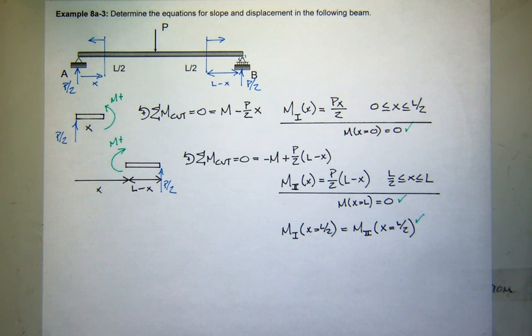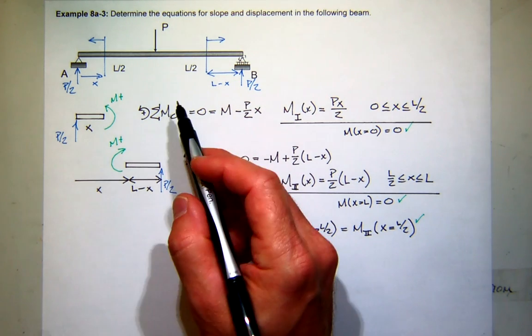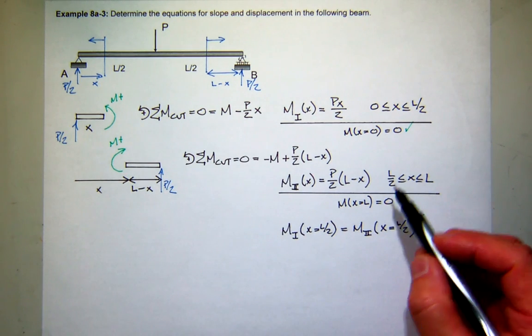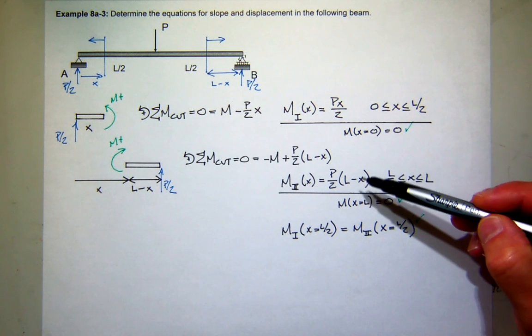So far so good? Any questions about that? If you're not happy with that, you could always draw the shear and moment diagram and see that the moment diagram does look exactly like these two values.